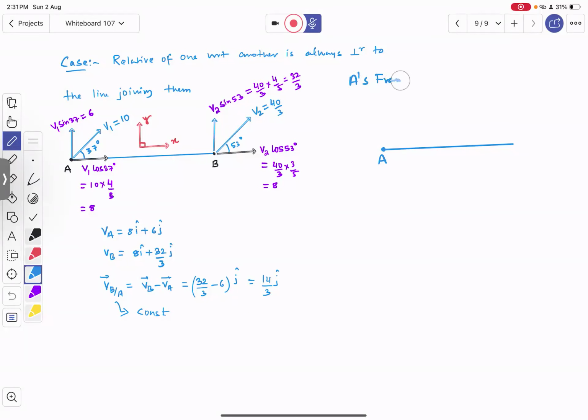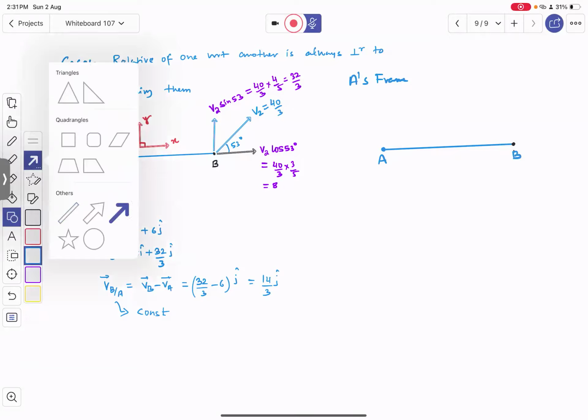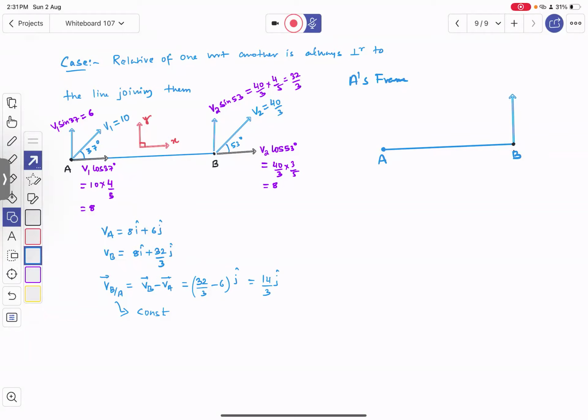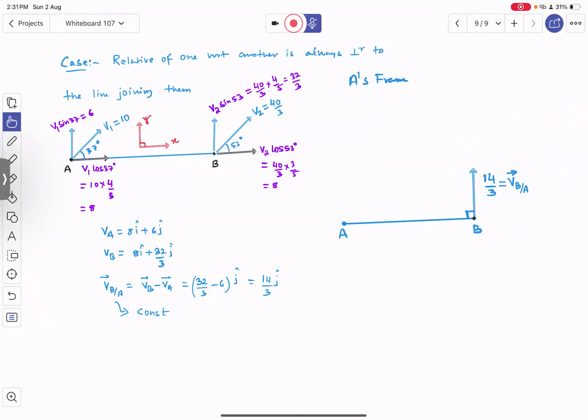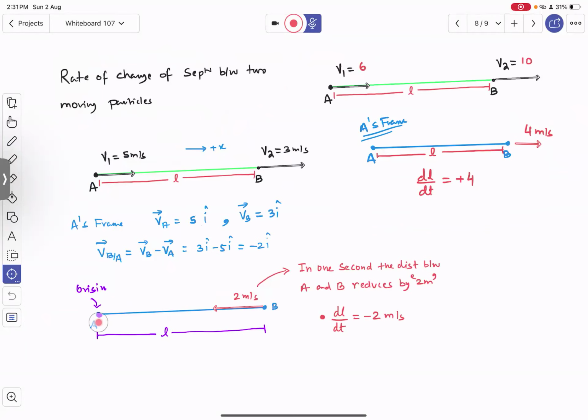A is fixed, and I find B to be moving with some velocity along the y direction. So it is moving with some velocity which is perpendicular to the line joining A and B, and that velocity is 14 by 3. That is what really came out to be the velocity of B with respect to A. Now tell me, in this case, do you think the separation between A and B will change? What kind of motion is B seen having now? In the earlier case, by sitting in the frame of A, I found B moving towards A. In another case, by sitting in the frame of A, I found B moving away from A.